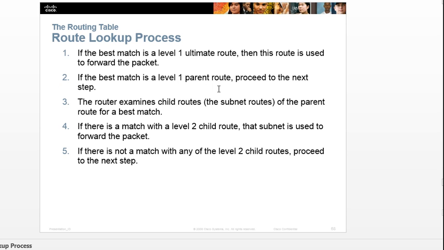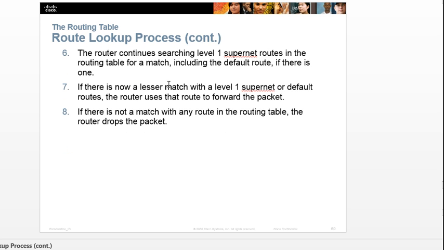If there's not, it proceeds and continues to search the level 1 supernet routes for a match. If there is a lesser match with a level 1 supernet, that route is used to forward the packet. If there is not a match with any route on the routing table, the router drops the packet.